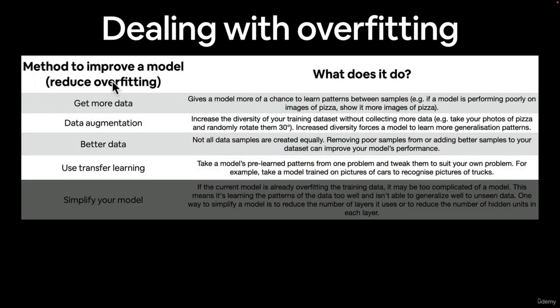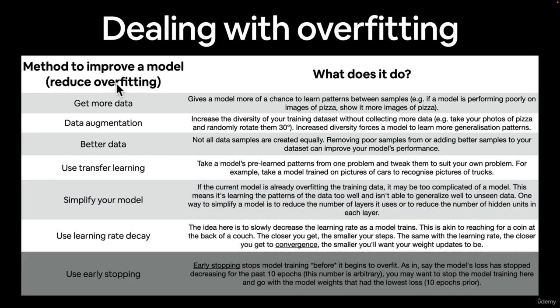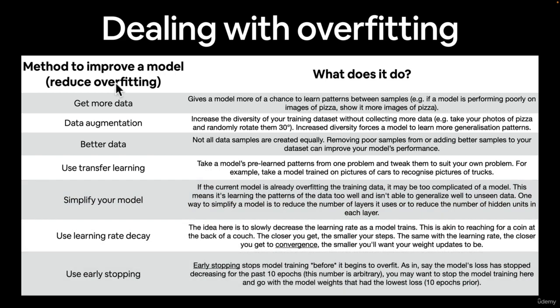So we want to reduce overfitting. In other words, we want our model to perform just as well on the training data set as it does on the test data set. One of the best ways to reduce overfitting is to get more data. This means that our training data set will be larger, our model will be exposed to more examples, and will thus, in theory, improve. It doesn't always work.